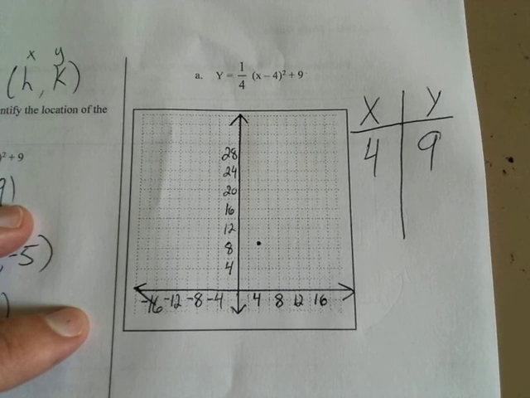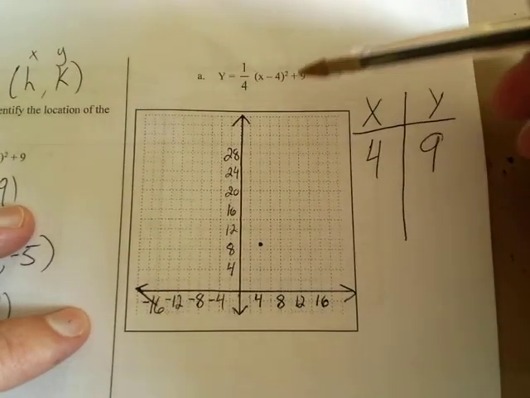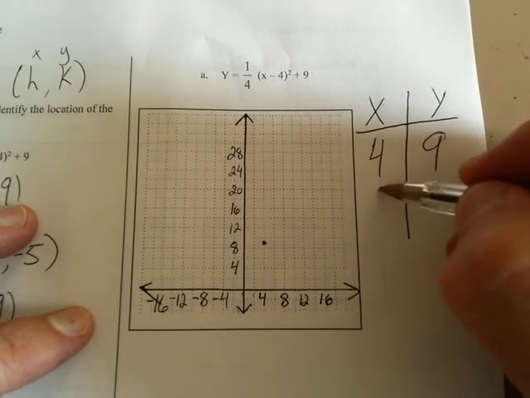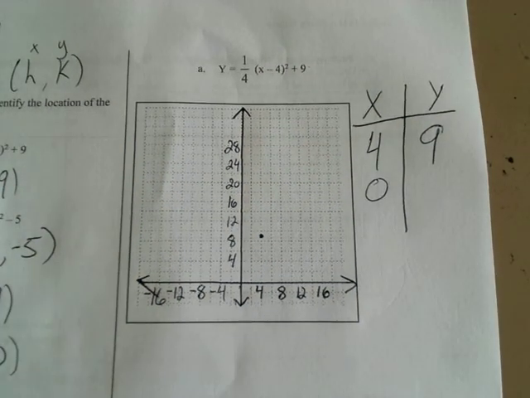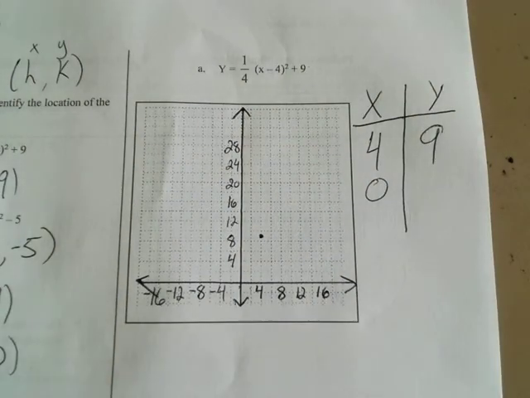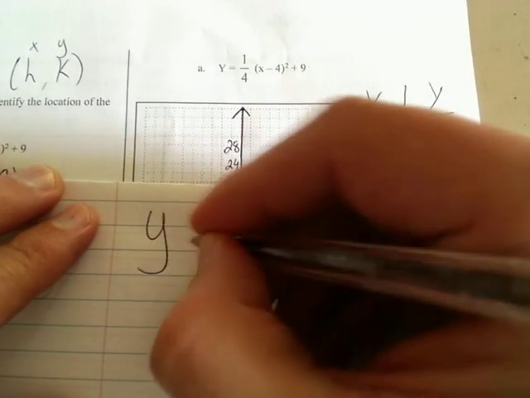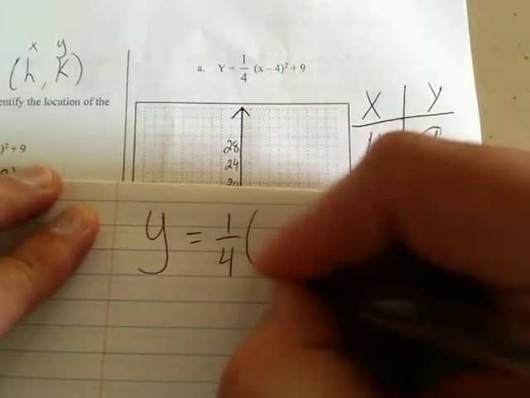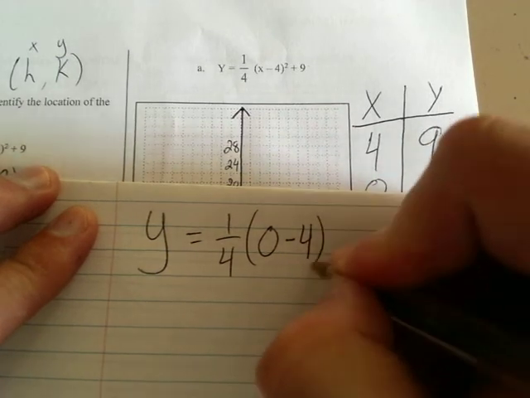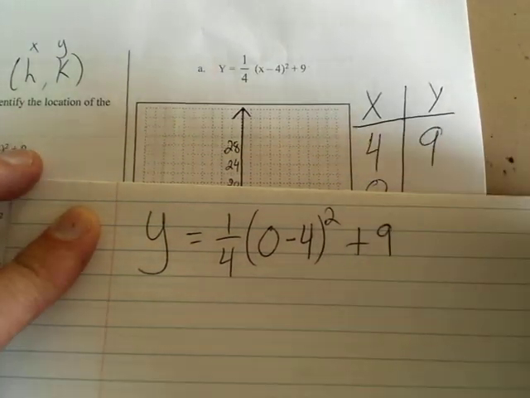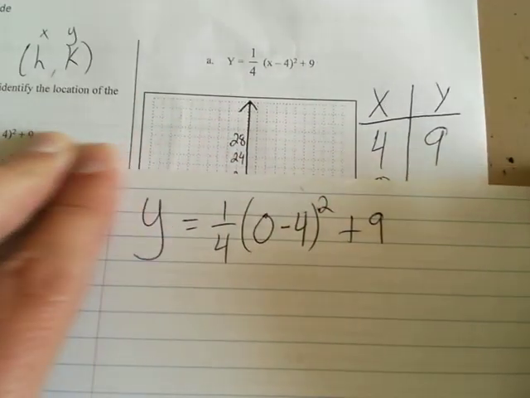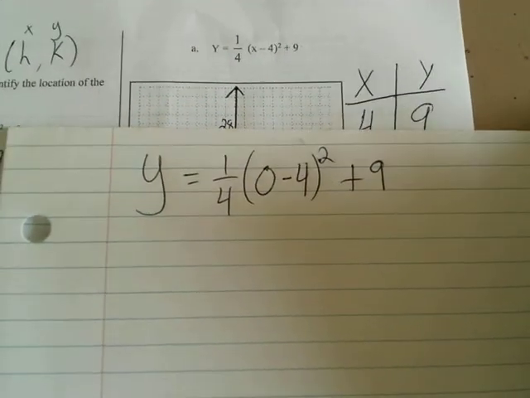Now I can choose anything I want for x. There is no limitation on what x can be. I'm going to choose x equals 0. Why did I choose x equals 0? I don't know. I had to choose something, so I chose x equals 0. I could have chosen 5, could have chosen 8, whatever. So let's all take 0 and plug it in for x. It looks like this: y equals 1/4 (0 minus 4) squared plus 9. So take a moment, plug in x equals 0, and find out what y is.